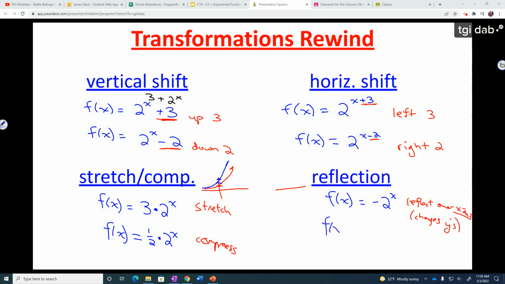And then the opposite would be if we have 2 to the negative x up there, that's going to be the other one, which is going to be reflective of the y-axis. So that's going to stay the same, and that changes the x's.